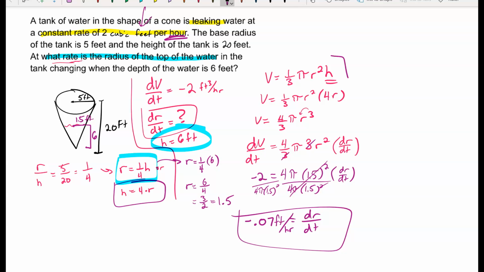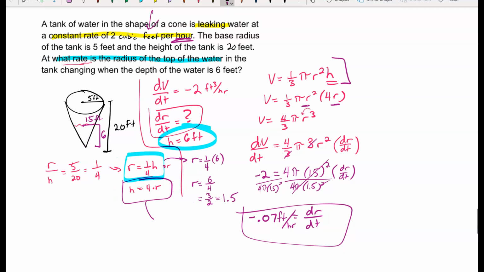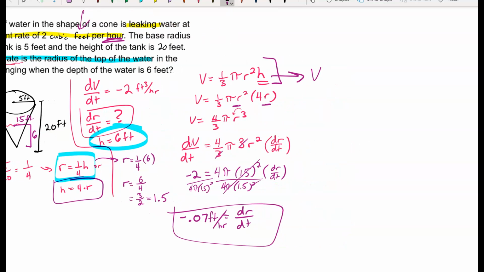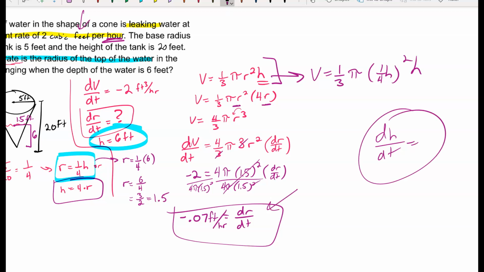So what I did is I made a substitution into my volume formula to eliminate one of my variables because I cared about the rate of change of r. Now, if I wanted to find the rate of change of the height, I could. I could do the opposite and just plug in my other relationship. Rather than eliminating r, I could write this as V equals 1/3 pi, and instead of r squared, I could write (1/4 height) squared times the height, and do the same process and end up with an equation that would help me solve for dh/dt. So it really just depends on which rate of change I'm looking for, which variable I'm going to eliminate.